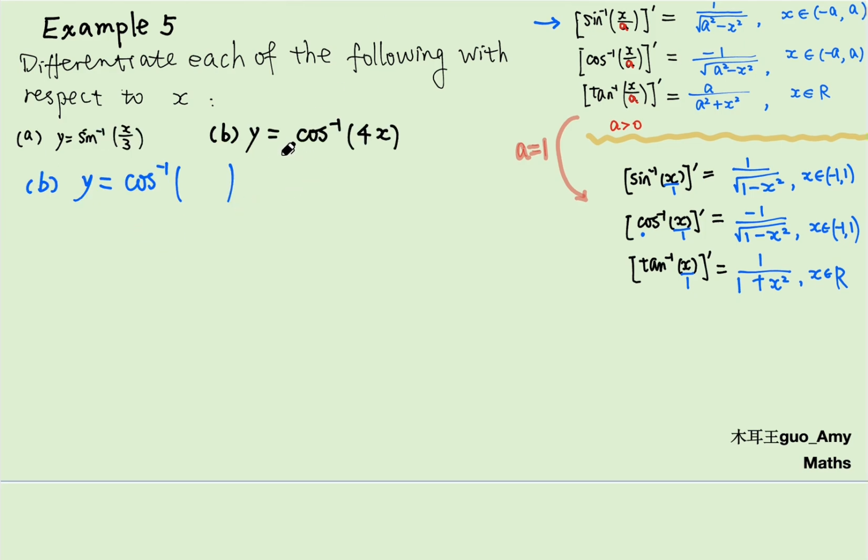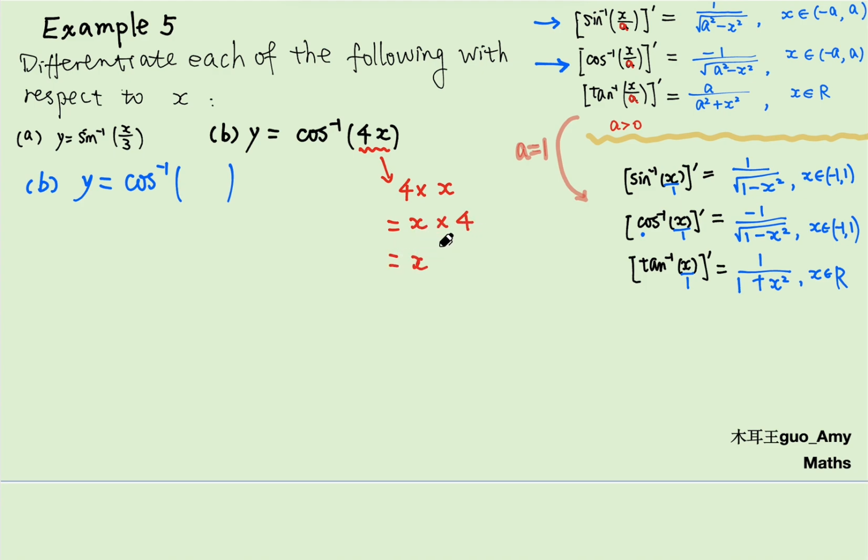Now let's move on to part B. We have y equals inverse cosine 4x. For this question, we can still use the formula of the generalized form, the second one. But we have to identify the value of a. We will convert in this way: 4x means 4 times x, and for multiplication, the commutative law applies, so it's the same as x times 4.